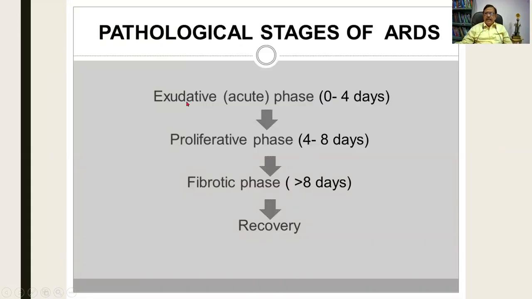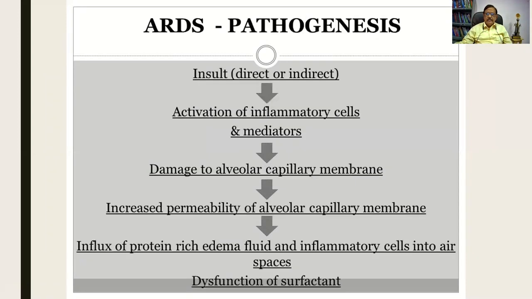The stages of ARDS, there are 3 stages, mainly exudative, proliferative, fibrotic. Exudative, proliferative, and fibrotic. And the number of days is given over here: 4 days, 4 to 8 days, and more than 8 days. Generally, there is a recovery, but sometimes the fibrosis can be severe, resulting in death.